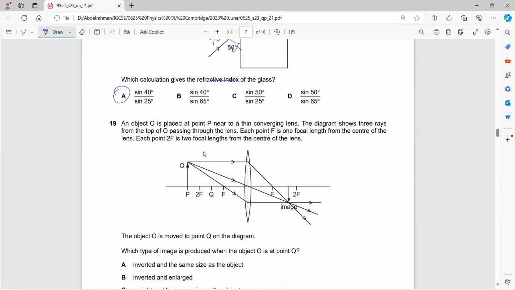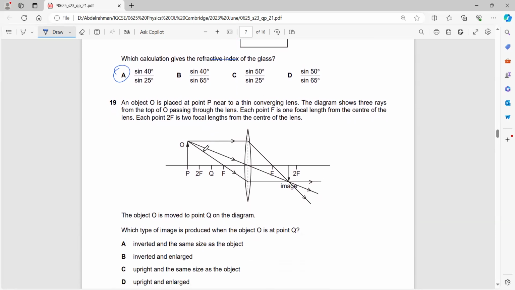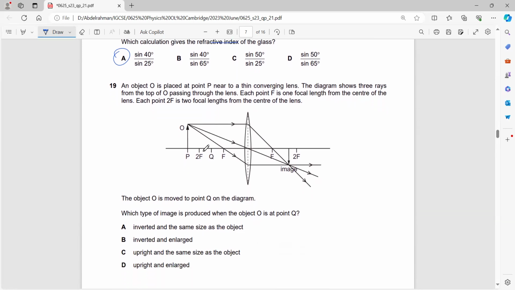An object O is placed at a point P. The object is now moved to point Q on the diagram. This is the new position of object O. Which type of image is produced?